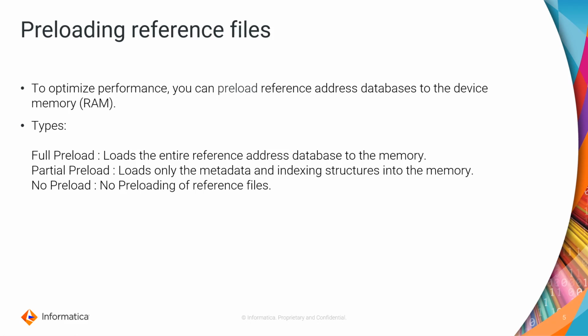The next one is partial preload. In the partial preload option, only the metadata and indexing structures are moved into the memory. This is faster than the no preload option, where no preloading of the reference file is done. However, to get the best performance, you should preload all the countries' files in full preload, and in case there is a memory constraint, you should prioritize and full preload the countries for which you have the maximum volume of data.